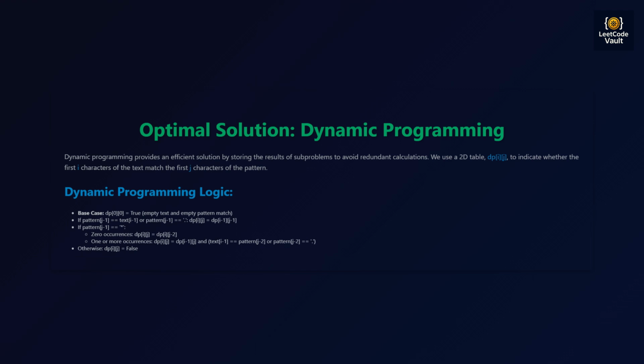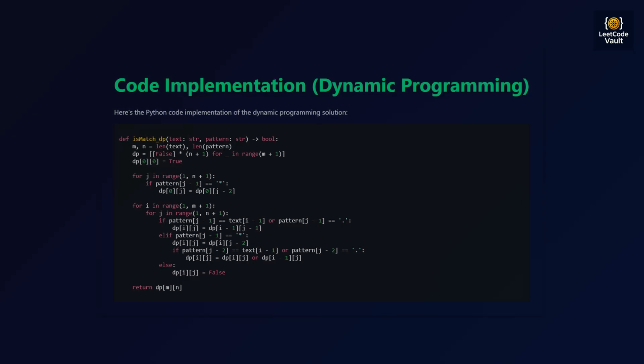For example, if either the text substring or the pattern prefix is empty, the match depends on the presence of star in the pattern. Then we'll iterate through the table, making decisions based on whether the current characters match or if a star character necessitates considering multiple possibilities. This dynamic programming approach allows us to efficiently reuse previously computed results, dramatically reducing the time complexity.